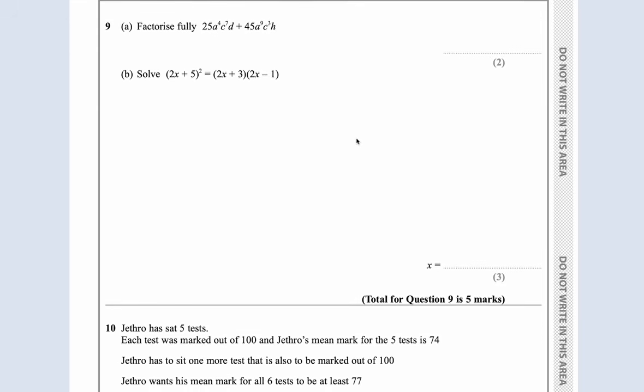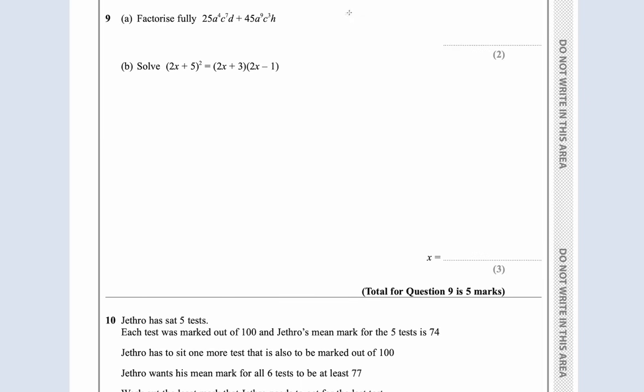Okay, question 9. Okay, factorize this. So I need to take out the common number. So the common number is 5 because it goes into 25 and 45. The common a is a to the 4 because I have an a to the 4 here and more here. So maximum is a to the 4. I'll take out c to the 3 because I have c to the 3 here and more here. So that's the max I can take out. And then that's it because there's no d in this term, there's no h in this term.